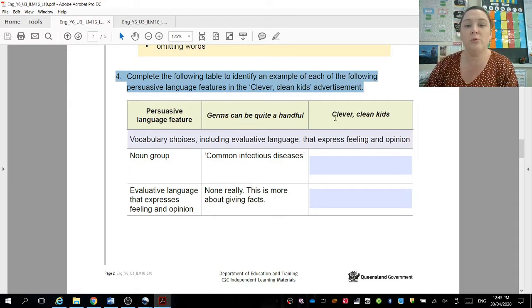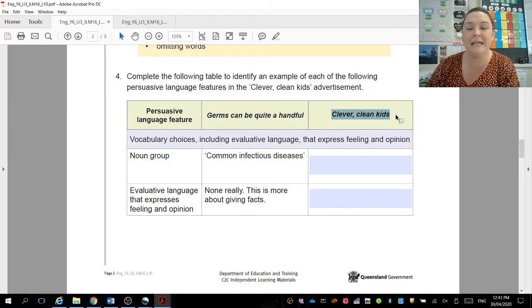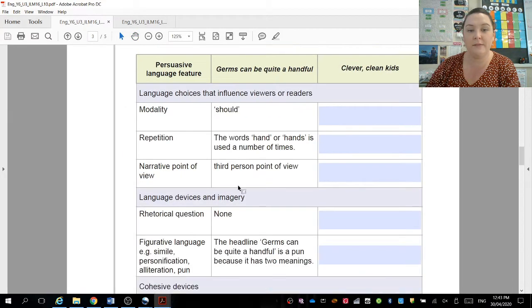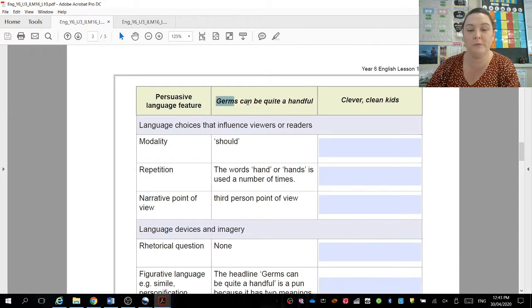You are going to need the Clever Clean Kids advertisement, which looks like this. This column has been done for you, and that's based on Germs Could Be Quite a Handful, which is the other advertisement that we looked at.